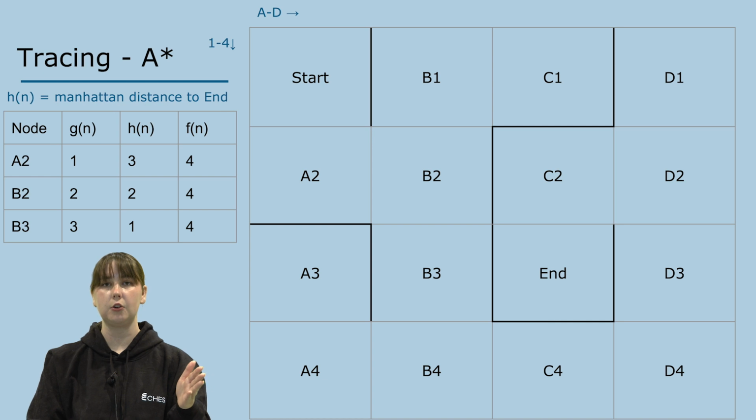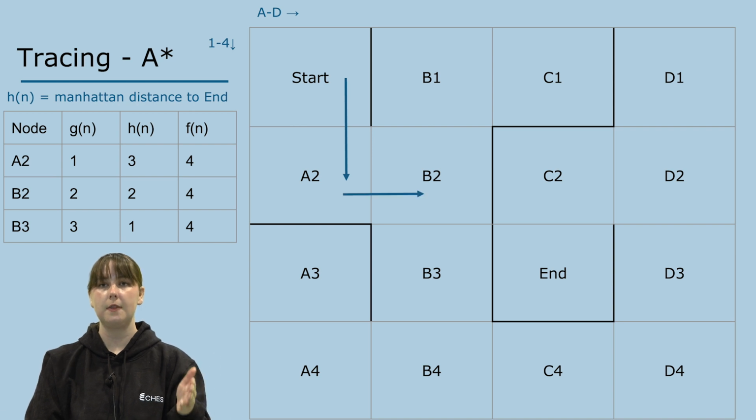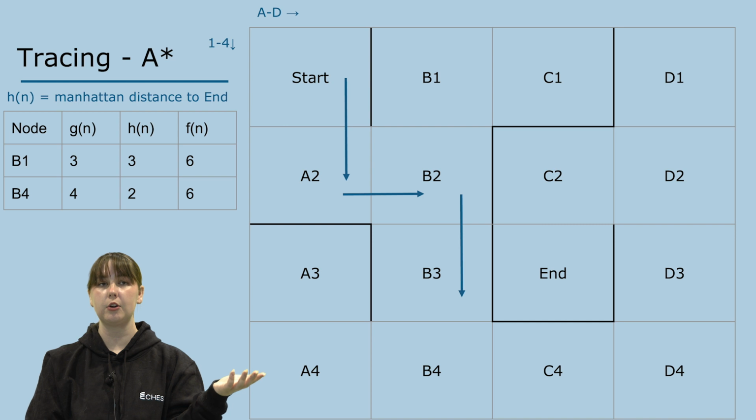So then our next is going to be B2. Again, that's the only node we can go to. That's going to have an f of n of 4 as well, so 2 away from the start and then 2 to end. And then next, we could go to B1 or we could go to B3, but we'll go to B3 because that's closer to our end. It's only got an h of n of 1. So we'll go down to B3.